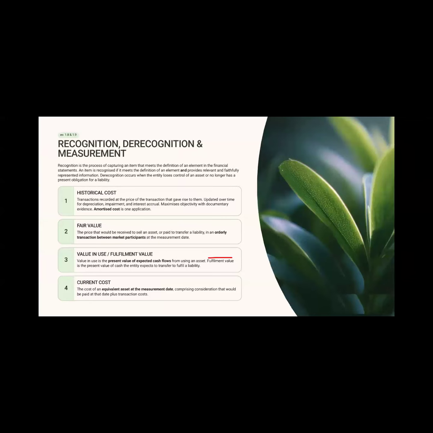Okay. So here the next part we will do. The next part, recognition, derecognition, and measurement. So what does it mean? Now we have learned how we are going to identify asset.